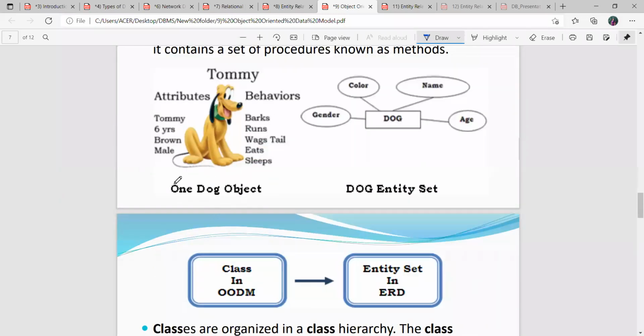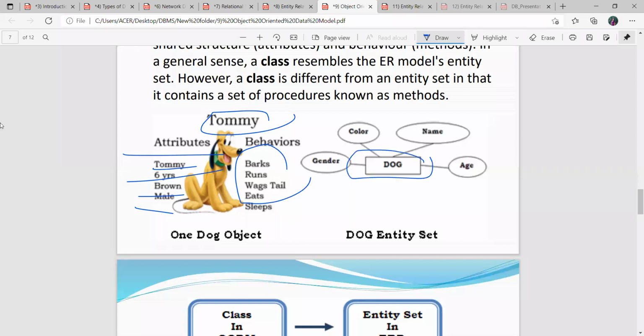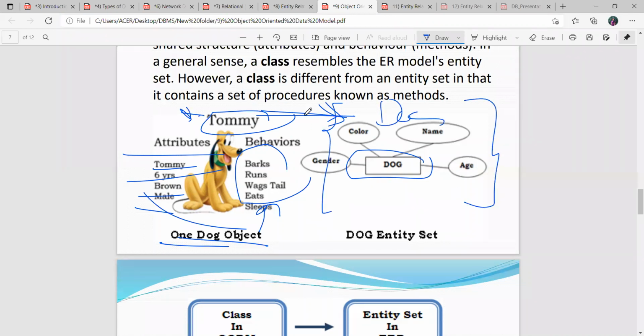So, one dog object. When we consider this one, Tommy, it has attributes: Tommy, 6 years, brown mare. These are the behaviors: barks, runs, eats, sleeps. Likewise, these are the behaviors. So when we consider this one dog, this is the object. But when we consider it generally or commonly, this is the object. So commonly it can be taken as a dog class. Tommy is the object of the dog class.